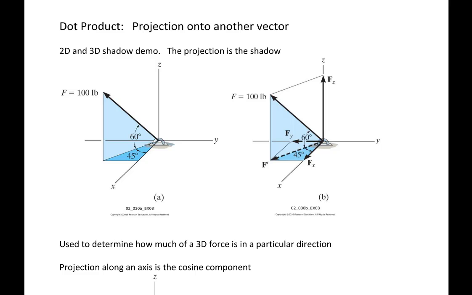This is continuing on with the dot product, section 2.9, and now we're going to talk about the projection of one vector onto another vector. We've already done a little bit of this when we dealt with F prime. If we recall, F prime is the projection of that 100-pound force onto the xy plane.